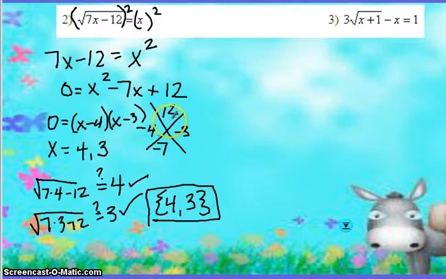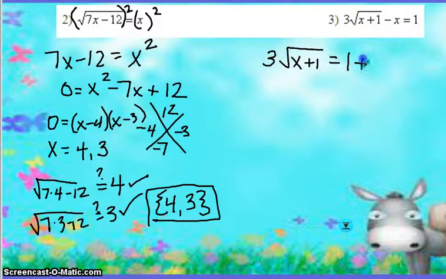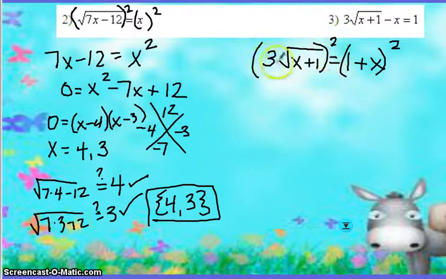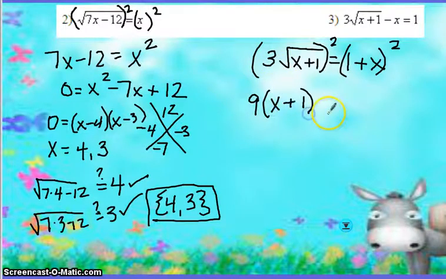Now, as you might see, this one got a little more difficult than the last one, and number 3 is going to be even more difficult. We are going to isolate our radical term by adding the other terms to the other side. We then are going to raise each side to the power of the index. Now you need to be careful. If this radical term does have a coefficient, you do need to square it and the square root. So we're going to take 3 squared and get 9. The square root of x plus 1 squared is x plus 1.